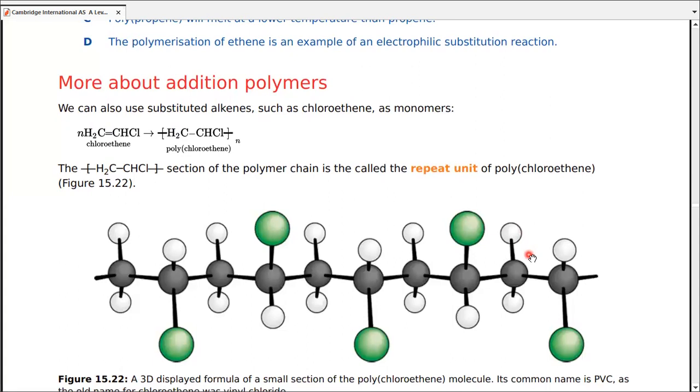Now, if we talk more about addition polymers, the very next example I'm about to go with is something again that we studied back at IGCSE, chloroethene. However, you never used to call it chloroethene back in IGCSE. We have been using the phrase polyvinyl chloride for this, since chloroethene is commonly also known as vinyl chloride, and the polymer is then known as polyvinyl chloride.